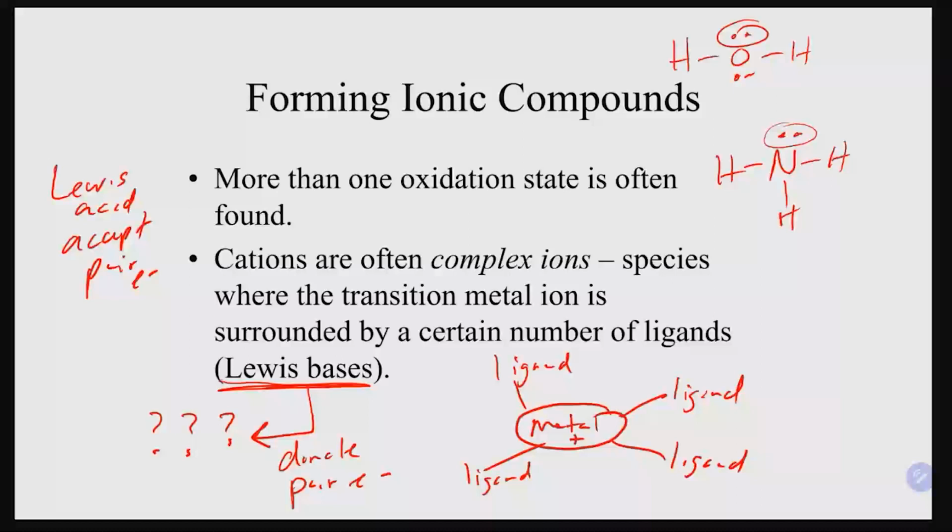So that's why, as we'll talk about in this chapter, we look at complex ion formation as a Lewis acid-base situation, where we're donating and accepting electron pairs. Any questions on that there?